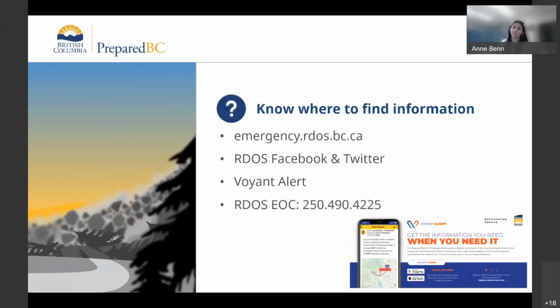Know where you can find information. Here within the RDOS, we have an emergency page on our regular webpage, emergency.rdos.bc.ca. That's where you can go and find all the latest information about any evacuation order or alert or anything that potentially is happening. Also, you can tag us on Facebook and Twitter, because you'll get the information as it comes out.